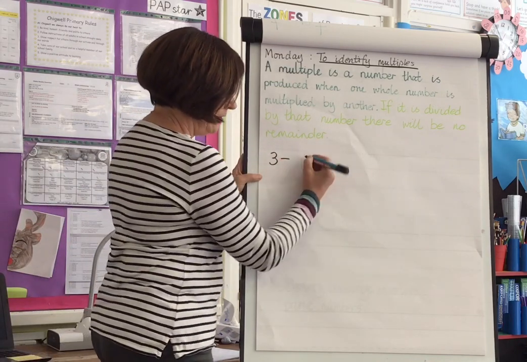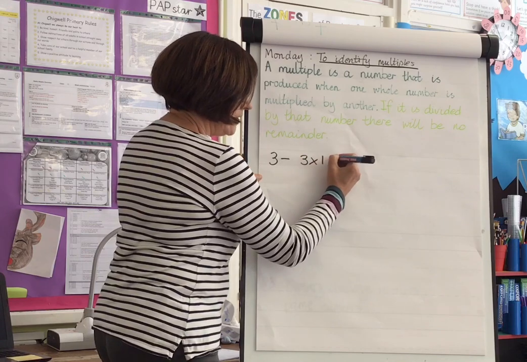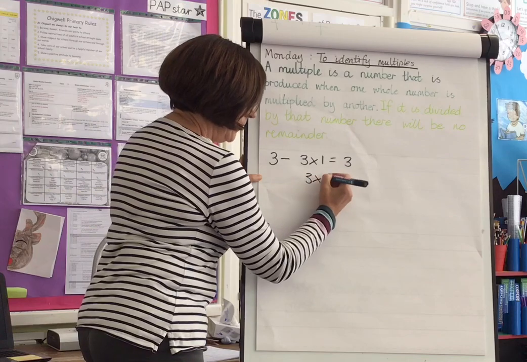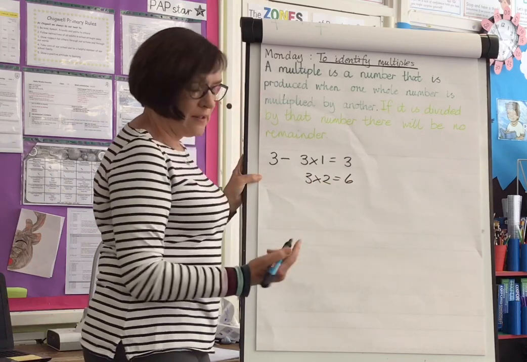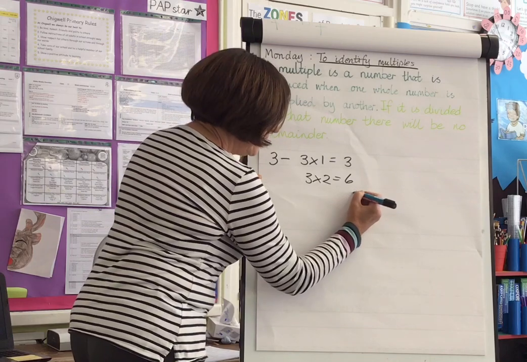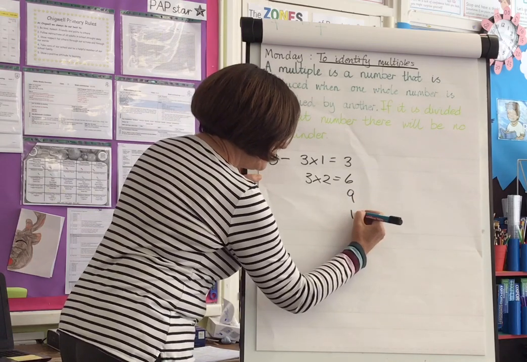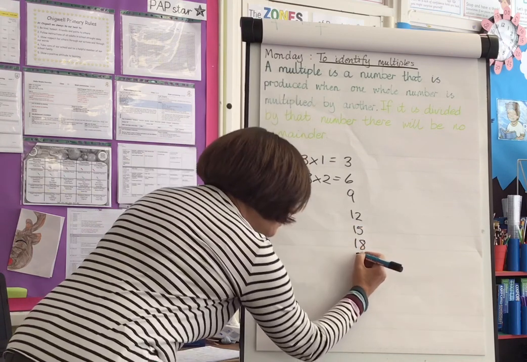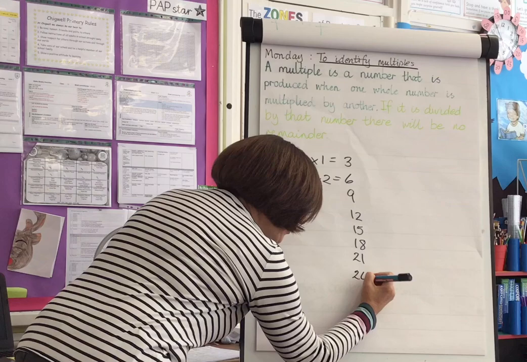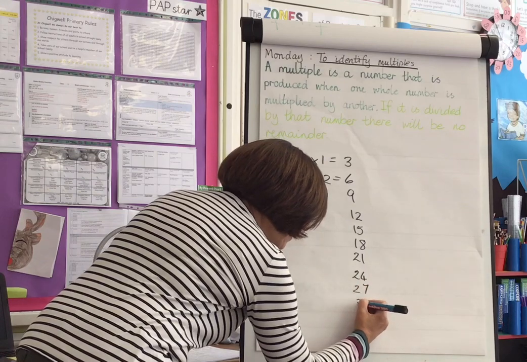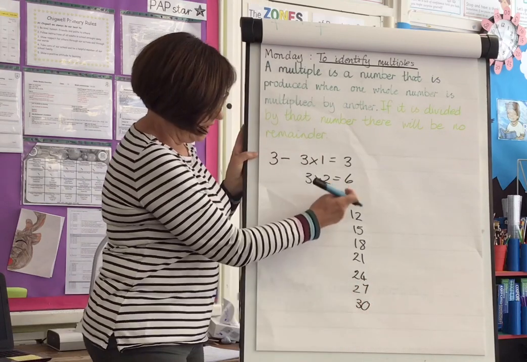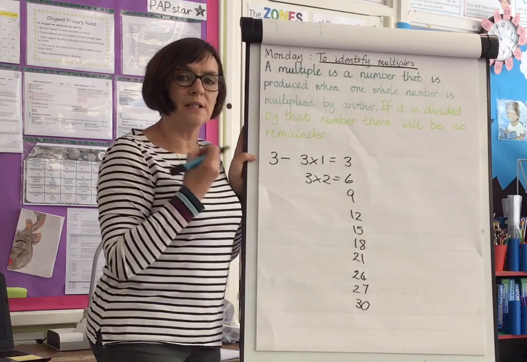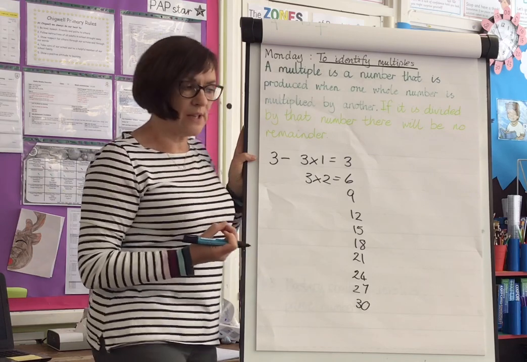So if you think about the number 3, the first multiple of 3 is 3 times 1, 3. The next one is 3 times 2, 6. Now you know your 3 times table, so you know that the next one is 9. So 3, 6, 9, and the following one is 12, then 15, 18, 21, 24, 27, and I'm going to stop at 3 times 10, 30. So each of these answers in the 3 times table would be classed as a multiple. It's just to remind you what that term means.